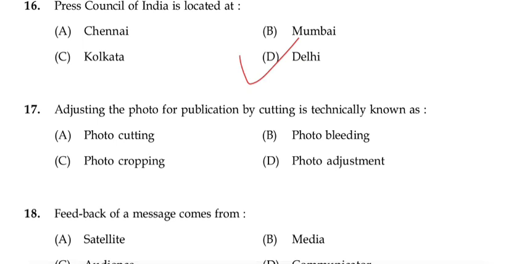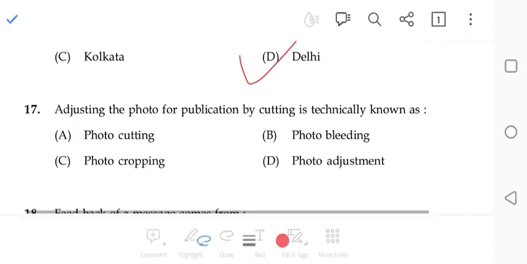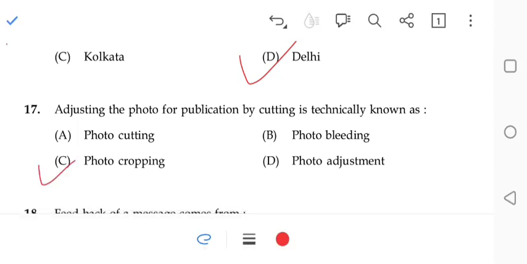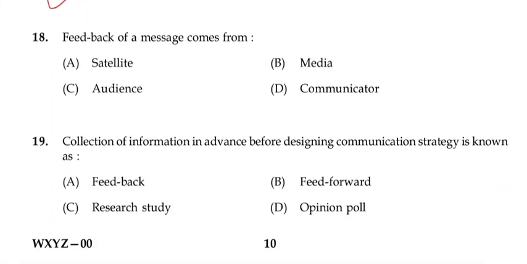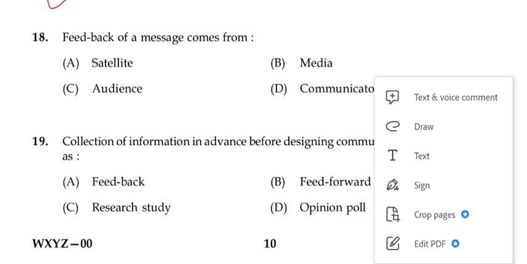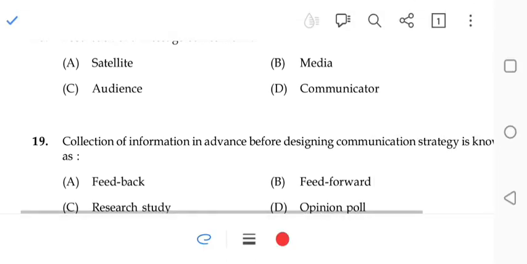17. Adjusting the photo for publication by cutting is technically known as what? Photo cutting, photo bleeding, photo cropping, photo adjustment. 17. Number C will be correct. Photo cropping. Photo cropping we do nowadays through our mobile phones. 18. Feedback of message comes from what? Satellite, media, audience, communicator. It will be 18A, that is satellite.